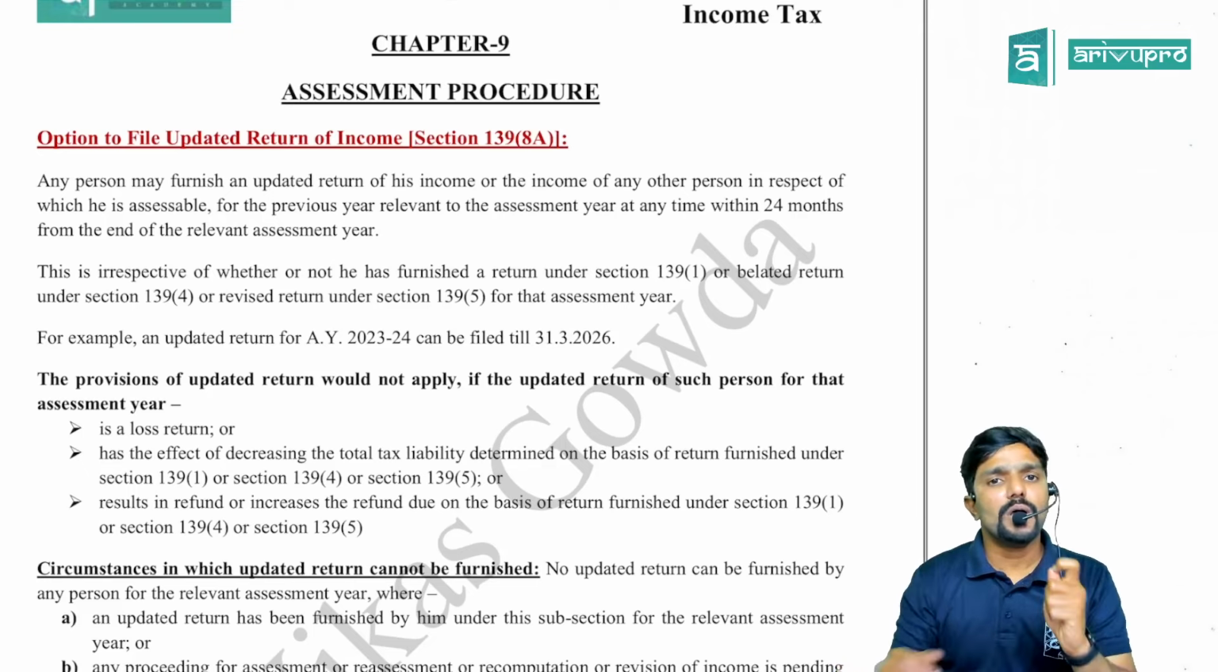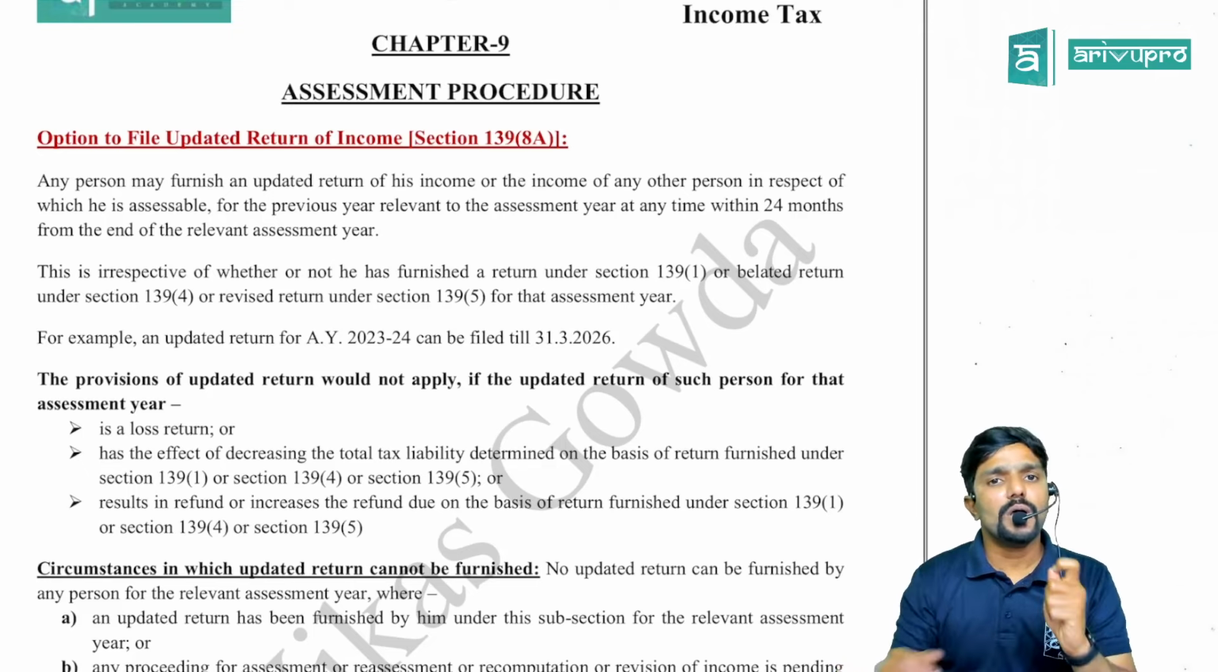Okay sir, what is it? We will see. If such return is furnished after the expiry of the time available under section 139(4) or 139(5) of the assessment year, or before the completion of the period of 12 months from the end of the relevant assessment year, then what is the additional income tax you are supposed to pay? 25% of the aggregate of tax and interest payable as determined in one above. Okay.